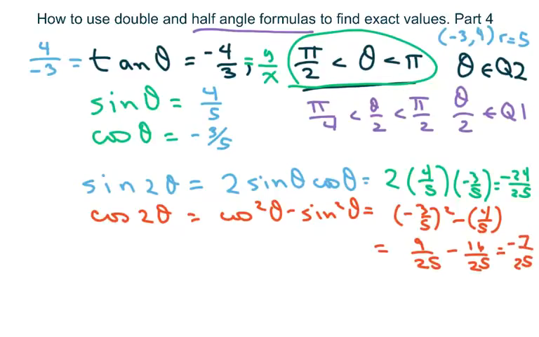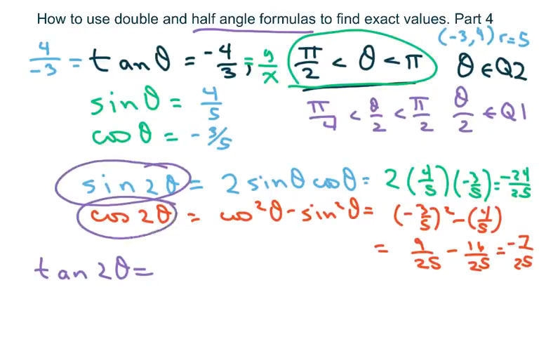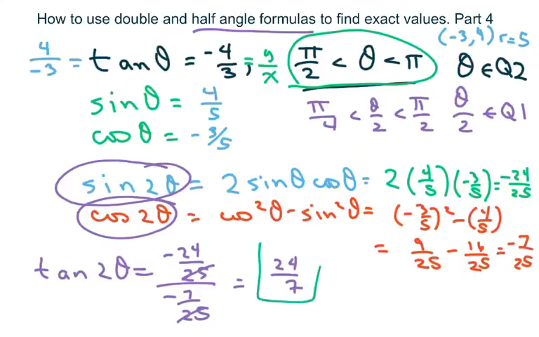Now for tan of 2 theta, I'm just going to divide sine by cosine. So we have -24 over 25 divided by -7 over 25. That equals 24 over 7, because the 25s cancel and two negatives make a positive.